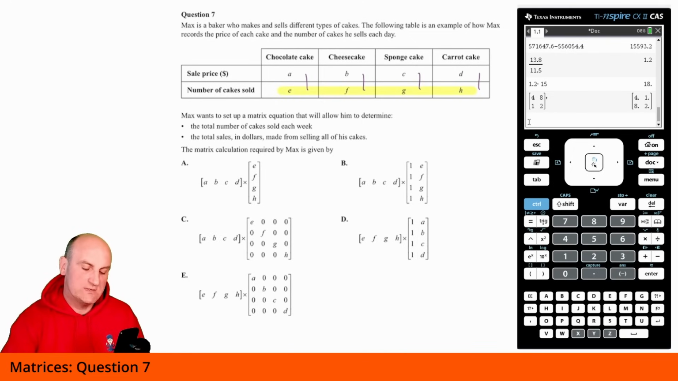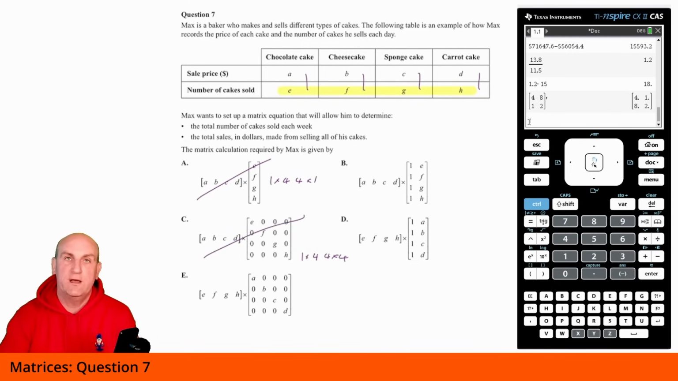And the trick to this question was saying, well, if we look at A and the order of the matrix that would have been created, that was a 1 by 4 and a 4 by 1. Well, that's only going to give me a 1 by 1. It can't be A. That's going to give me a 1 by 4 and a 4 by 4. Again, that's going to give me a 1 by 4. That's going to give me 4 pieces of information. I want 2. And again, in the same way, it can't be E. So we're now down to B and D.